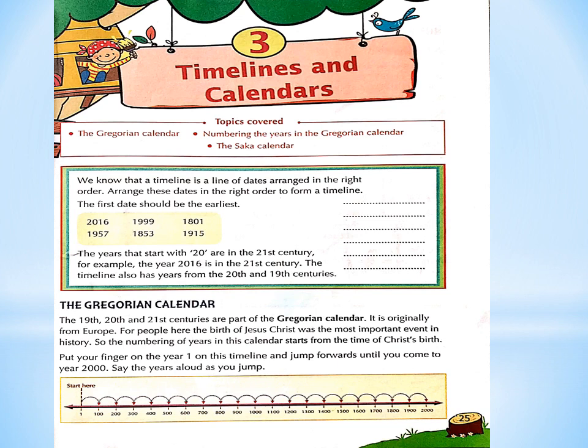Put your finger on the year 1 on this timeline and jump forwards until you come to year 2020. So you will have to put your finger on year 1 and jump one by one towards 2020. And along with doing this, you will also read aloud the years. Okay? This is a fun activity for you. Let us move to the next page, page number 26.